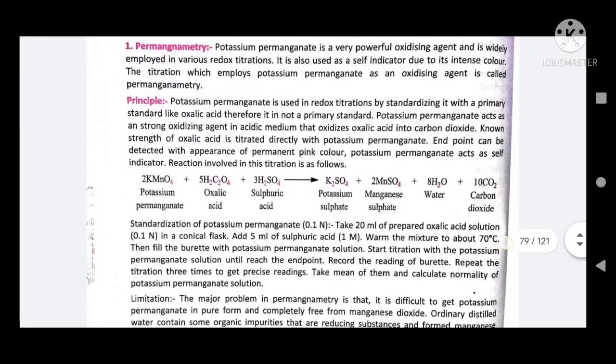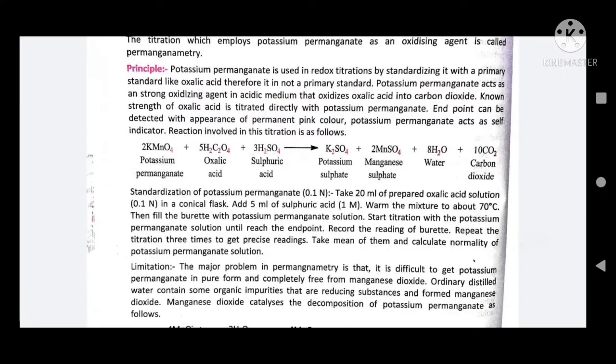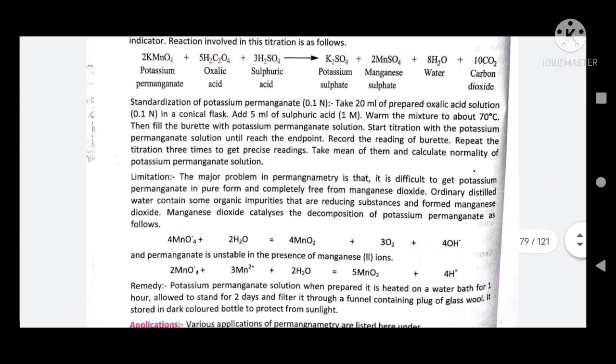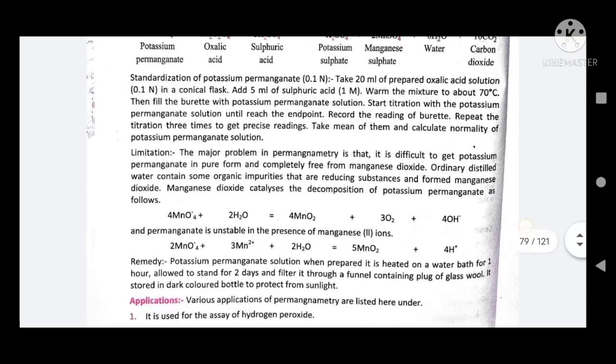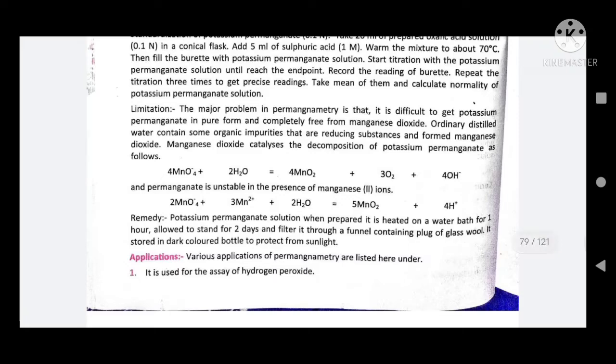Got it? After writing this, if they ask for the standardization of potassium permanganate, you can write it very easily. How you prepare it in the laboratory: take 10 ml or 20 ml of oxalic acid, to that add 5 ml of sulfuric acid, then heat to about 70 degrees, then directly titrate with the KMnO4. This is the standardization technique. Then some limitations and applications are there. I will tell you the limitations.